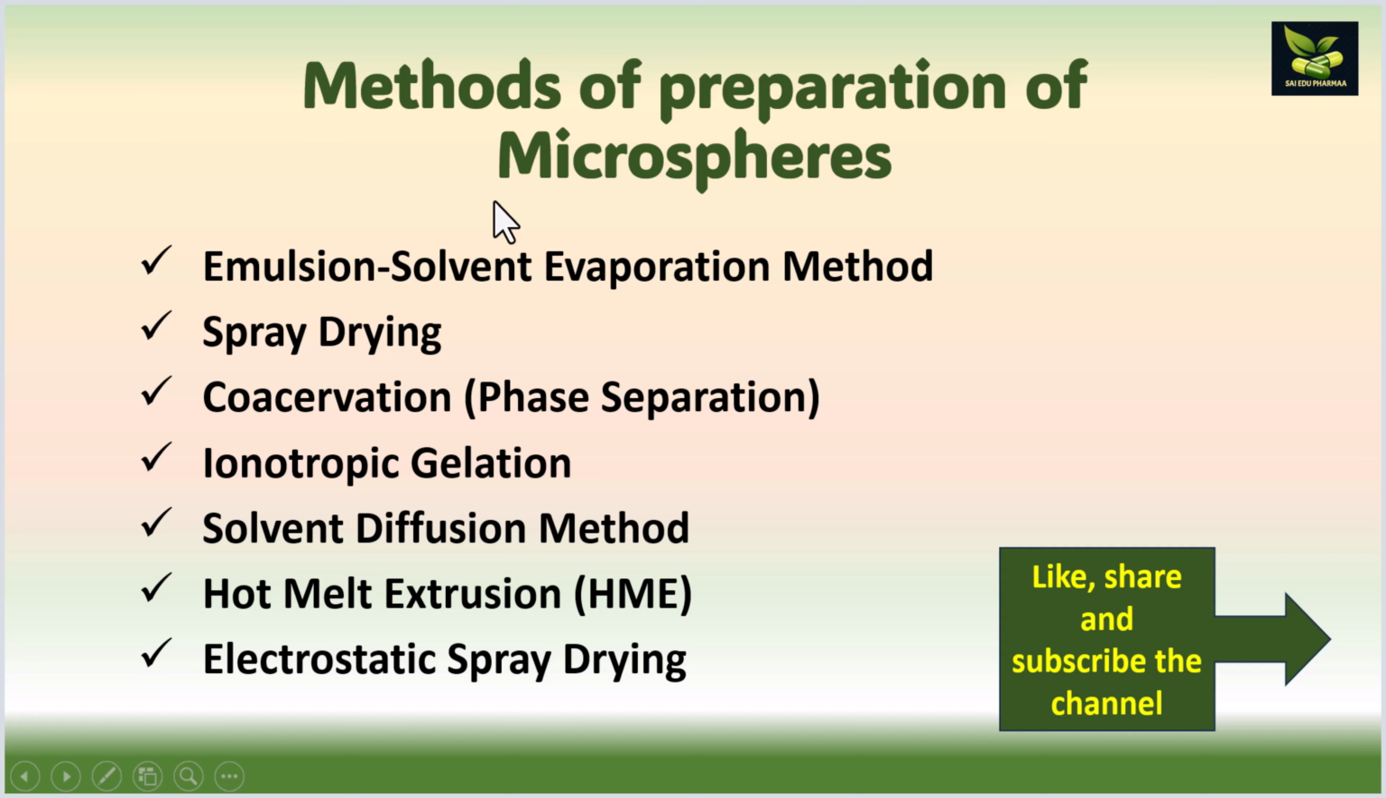So these are the methods of preparation of microspheres: emulsion solvent evaporation method, spray drying method, coacervation phase separation method, ionotropic gelation method, solvent diffusion method, hot melt extrusion method, electrostatic spray drying method. So these methods we have already discussed in our microencapsulation topic.